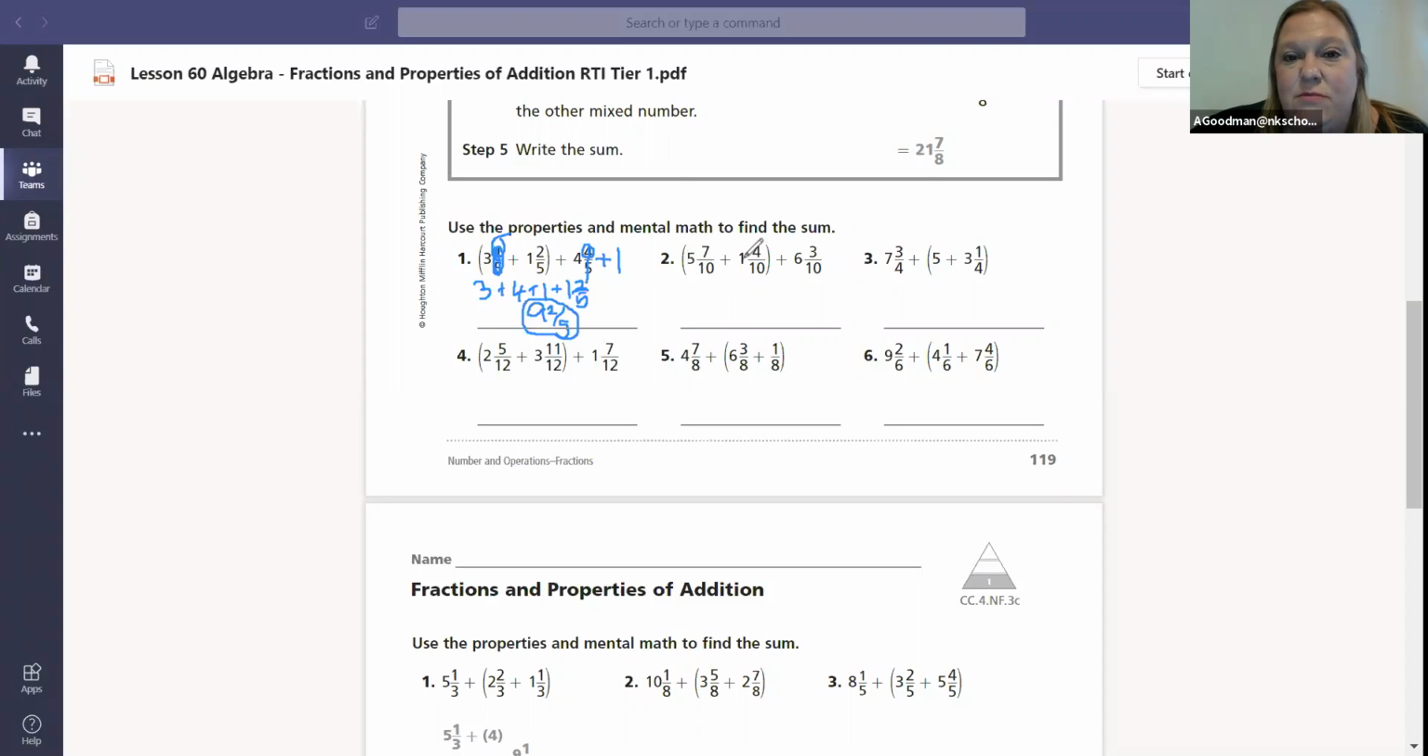5 and 7/10, 1 and 4/10, 6 and 3/10. So we're looking for numbers that go together to make that denominator. The denominator is 10. What two numbers in this group of numerators make 10? 7 and 4, nope, that makes 11. 4 and 3, nope, that makes 7. 7 and 3 make 10. So I have this numerator of 3 and this numerator of 7 that make 10.